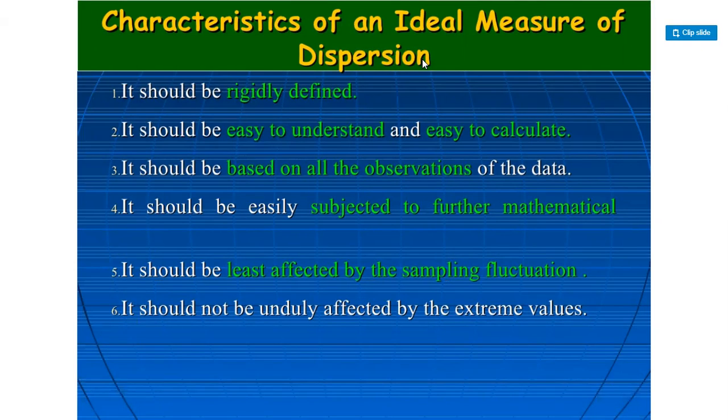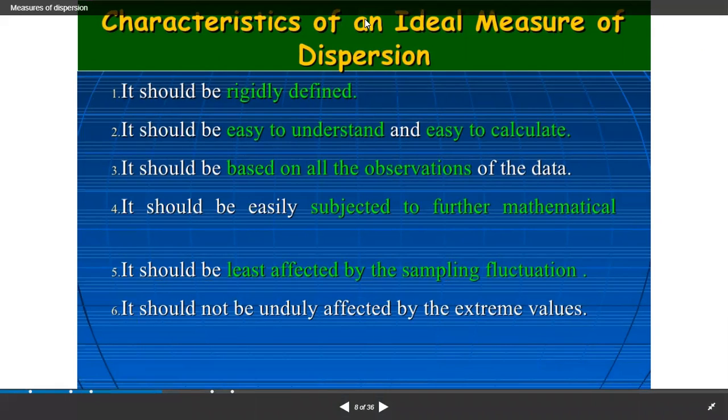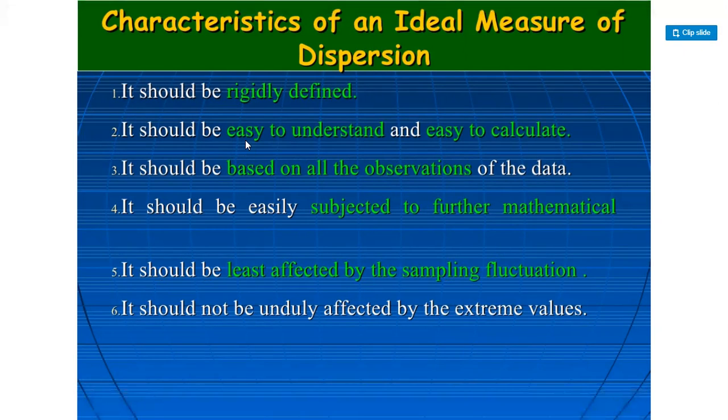So now we can discuss the characteristics or objectives of measuring dispersion. It should be readily understood that measures of dispersion are used to test to what extent an average represents the characteristics of the series.